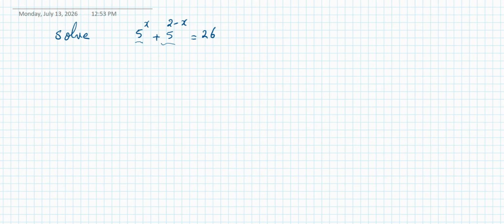Here we want to solve this equation, which is 5 to the power of x plus 5 to the power of 2 minus x equal to 26.